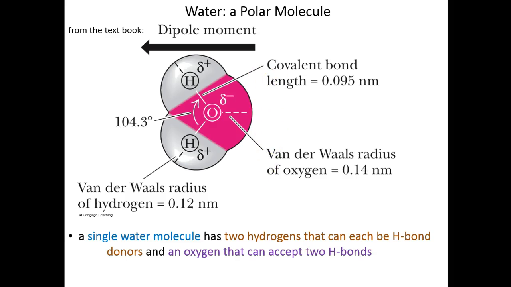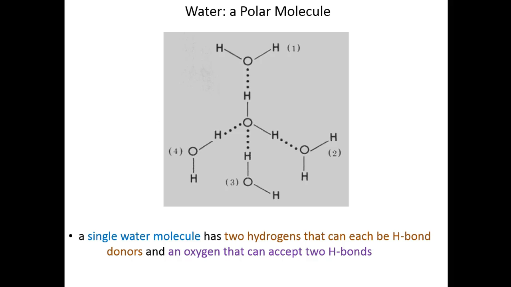So every water molecule has two hydrogens, which can each engage in single H bonds. They are single H bond donors. And the oxygen can actually accept two H bonds from another molecule. So we have four possible H bonds that a water molecule can make.